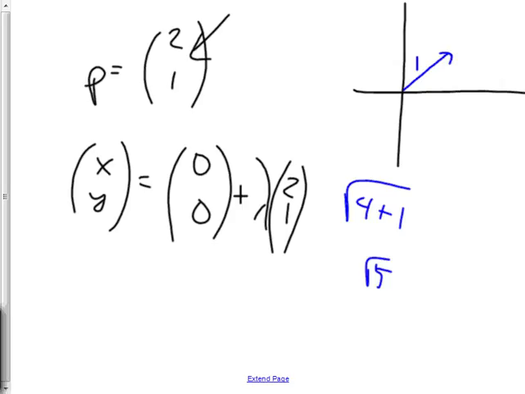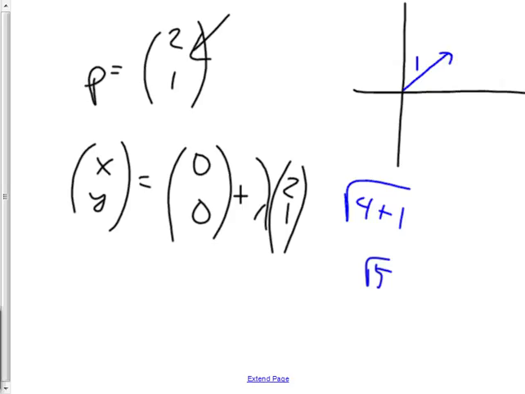Now, if it's in 3D, it's harder to picture drawing it, but if there was a third number like a 5 here, you would have done the square root of 2 squared plus 1 squared plus 5 squared. You would have just put them all together. All right. How many had the square root of 5 for your answer? Okay, good.